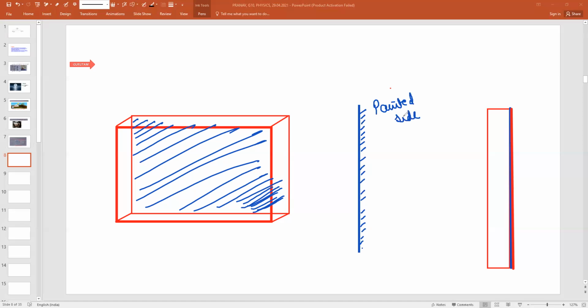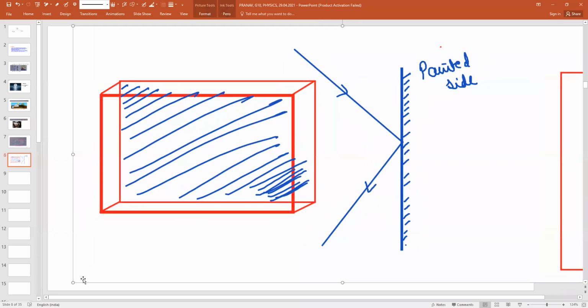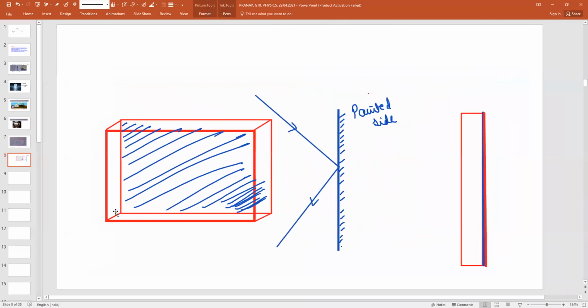Painted side. So the light will reflect like this. Can you see that? Yeah, I can see. Okay. So do you understand how we can make the mirror? Yeah. Any problem in that? No. So from the glass, we can make the mirror by painting silver color, and then we put the red paint on it. Correct?